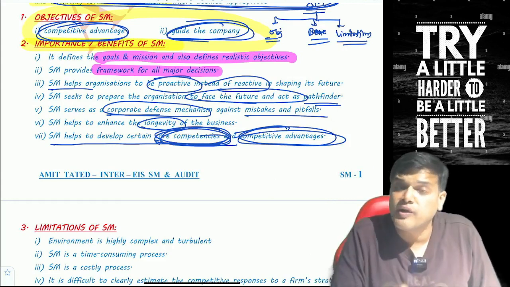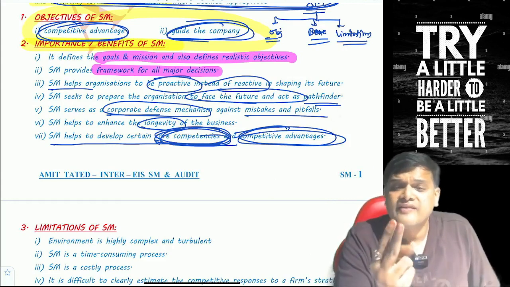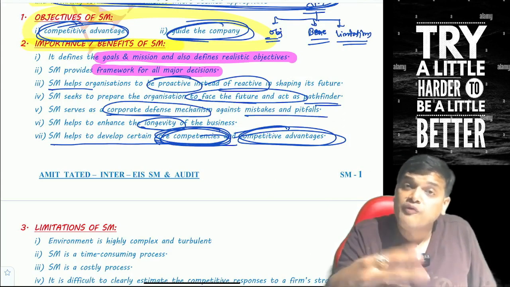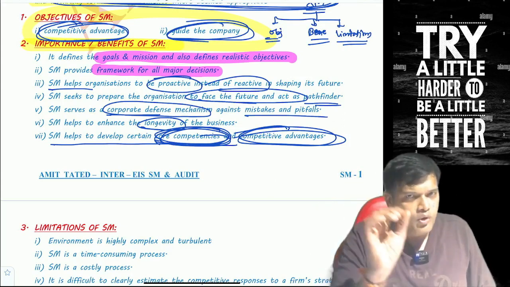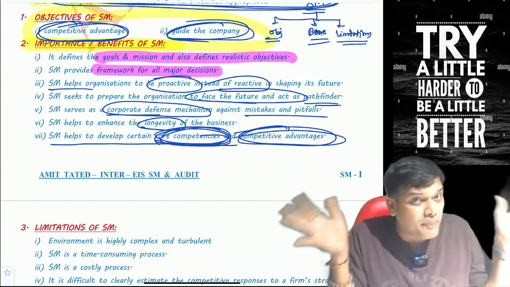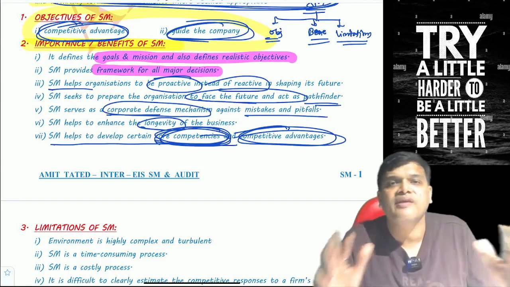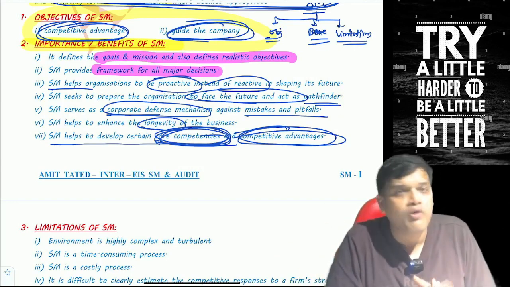First point, it is giving goals, vision, mission, objectives. Second point, it is giving a framework. Third point, it is proactive. Fourth point, anything about the future, it will also guide us. Fifth point, most important, it will help with the surprise concept, a corporate defense mechanism. Sixth point, it will help in the longevity of the business. And last, it will focus on core competency and competitive advantage.